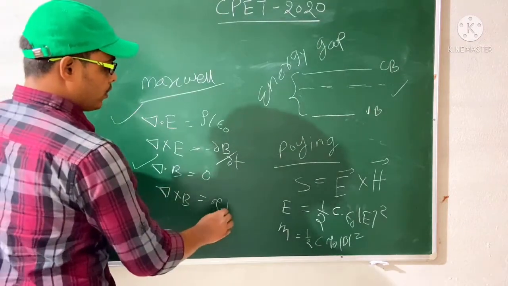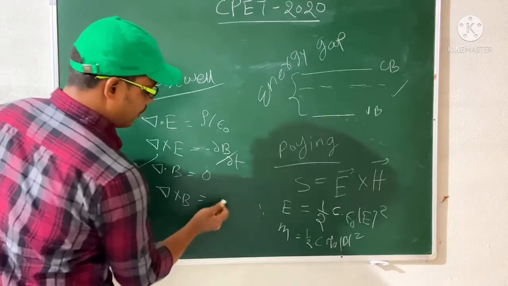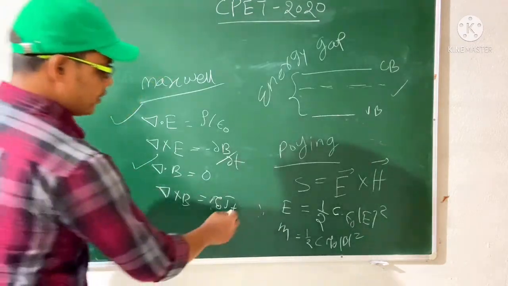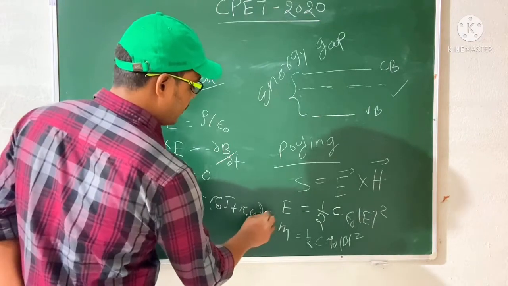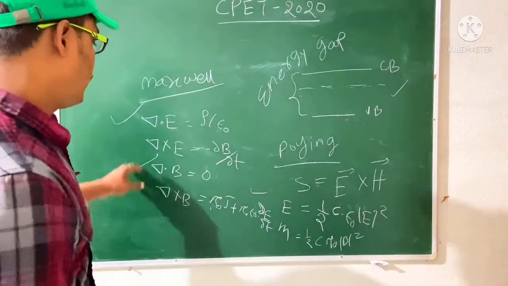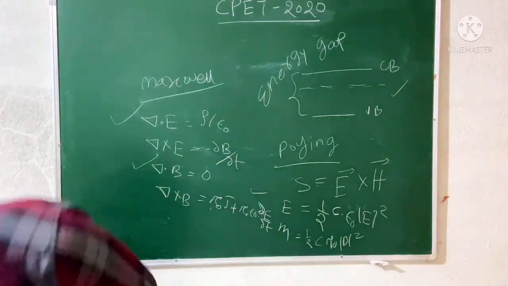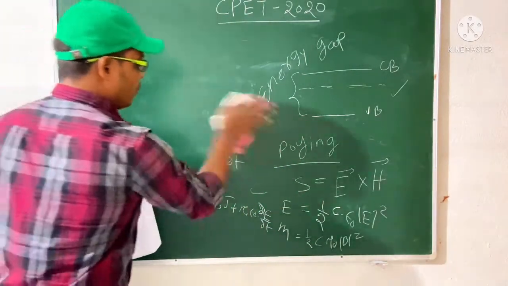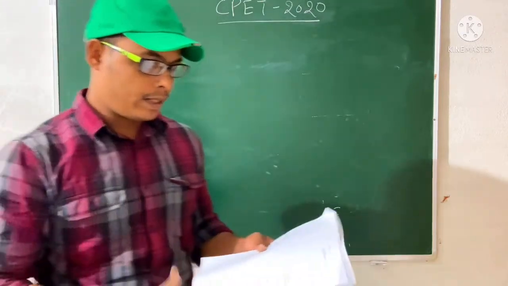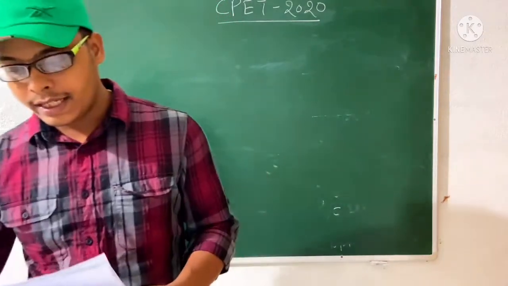And del cross B equal to mu naught J plus mu naught epsilon naught del E by del T. I think you know about this, so I am not elaborating on it. This is your Ampere's law. So try to remember Maxwell's laws and the Poynting vector and the relation between all of these. What the energy loss is, is also an important one. So this is all about the Poynting vector.